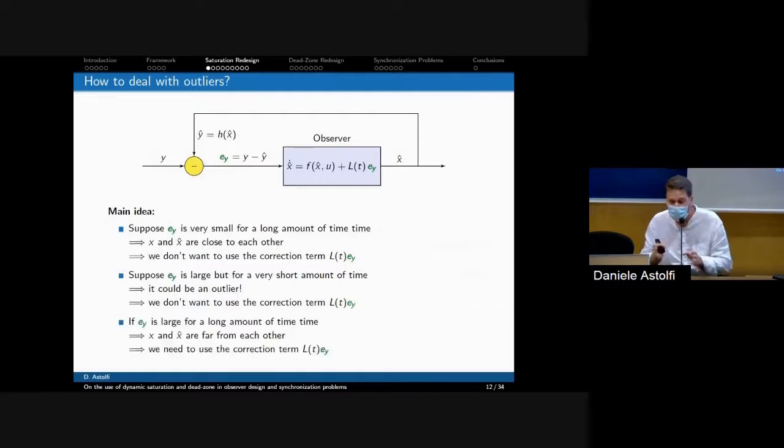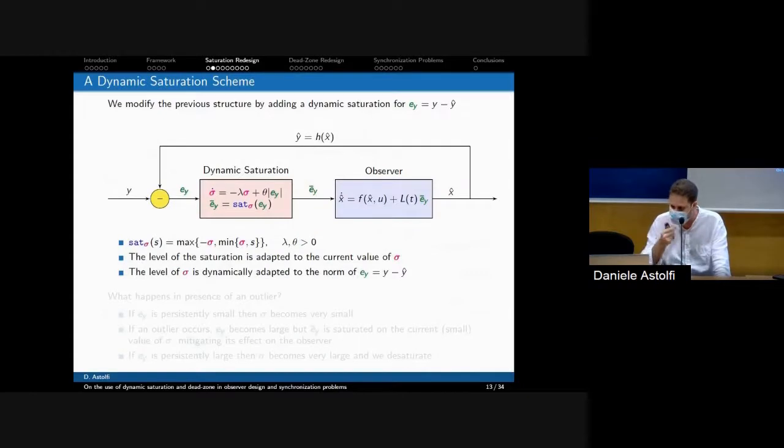But now, if this EY is large for a long time, well, this means that actually the observer state is very far from the plant state. So we do want to use this correction term to make the observer convergent. So based on this idea, the main principle is to use this block between the y minus y hat and the observer. So now if we analyze this block, we see that instead of feeding the observer with EY, we feed it with EY bar.